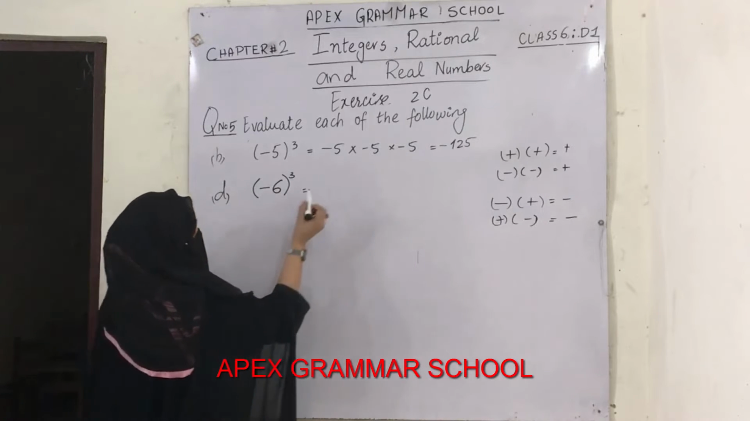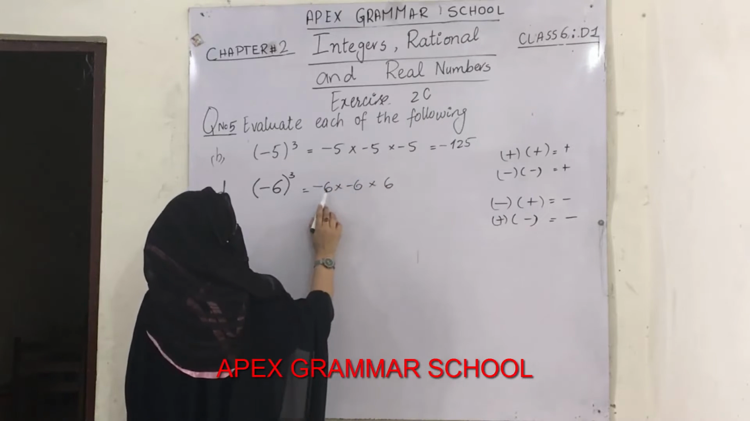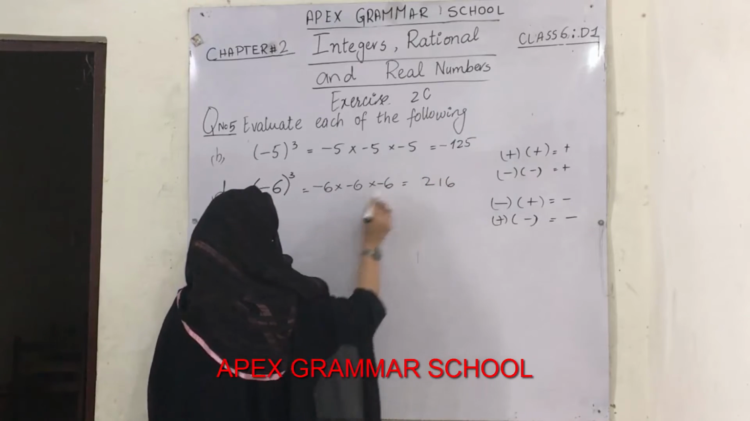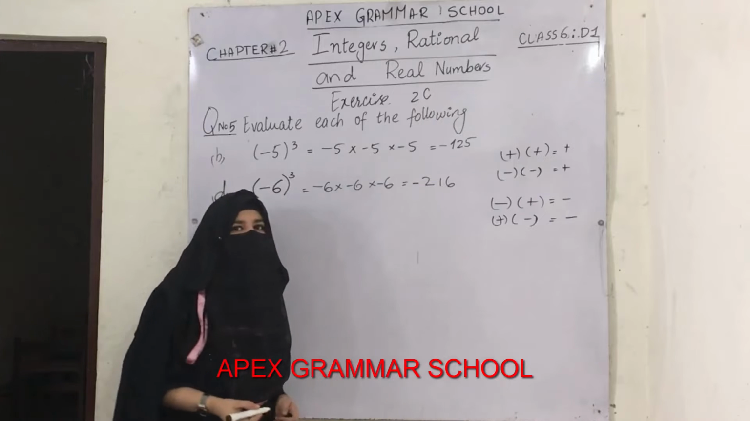Cube of minus 6, which means we have to multiply minus 6 with itself 3 times. 6 6s are 36 and 36 6s are 216. Minus minus is plus and plus minus will be minus. So your answer is minus 216.